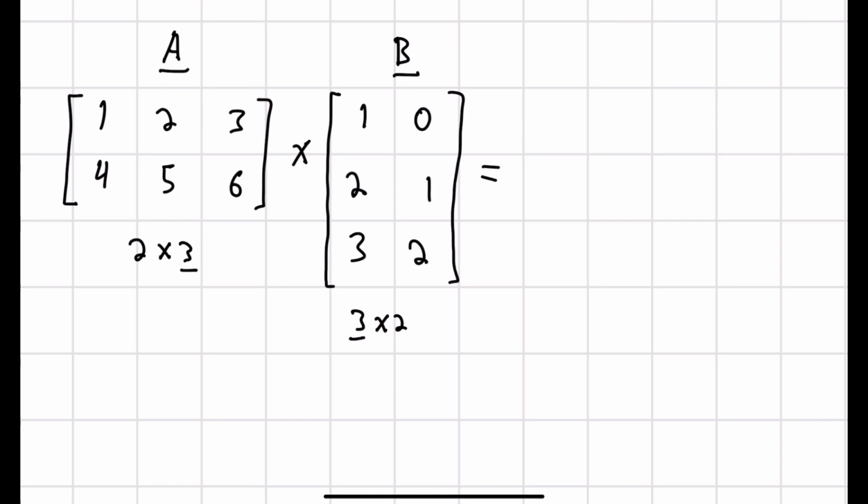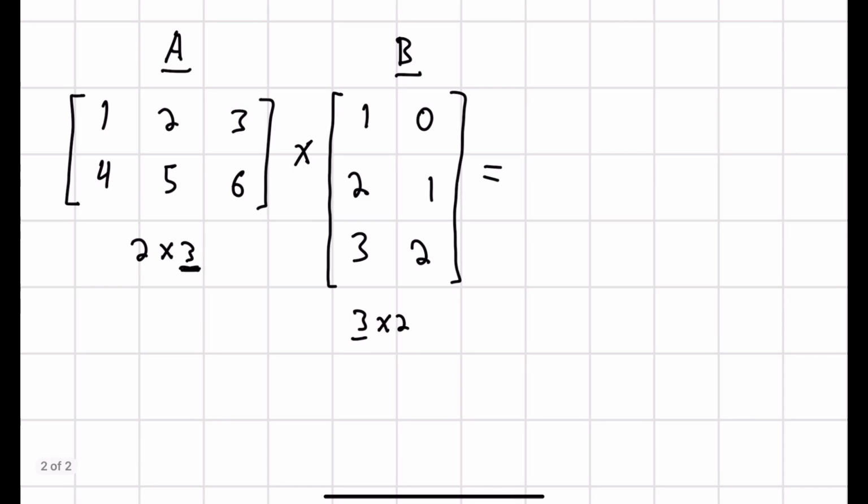So for matrix A, we have three columns, and for matrix B, we have three rows. So since these numbers are equal to each other, we can perform matrix multiplication. And another thing to know is that when we perform matrix multiplication for matrix A and B, the result matrix will have the number of rows for the first matrix and the number of columns for the second matrix. So our result matrix will be a 2 by 2 matrix, meaning it has two rows and two columns.